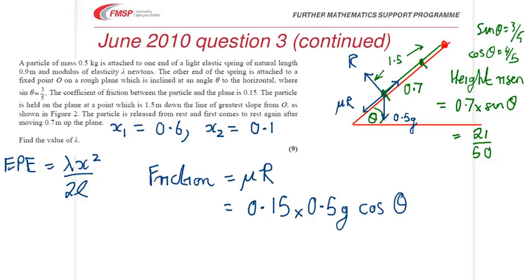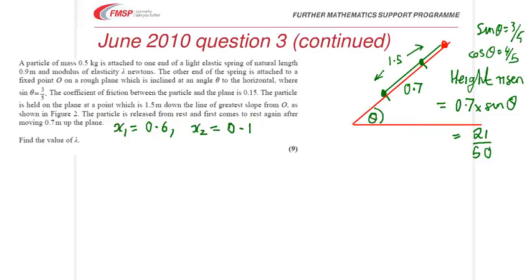So I'll put these terms in. We're going to say that the elastic potential energy initially goes to the elastic potential energy at the end, plus mgh, the increase in gravitational potential energy, plus the work done against friction, which will be friction times 0.7.